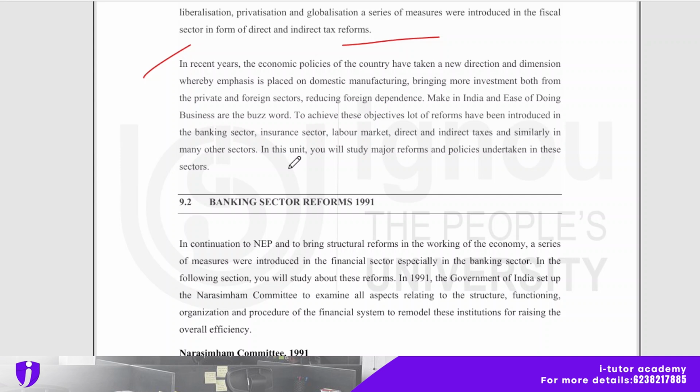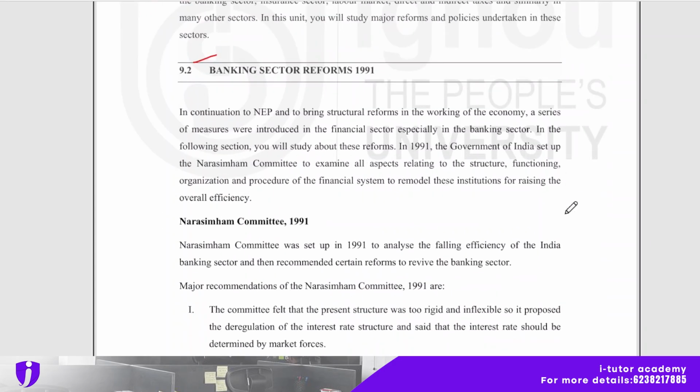To achieve these objectives, a lot of reforms have been introduced in the banking sector, insurance sector, labor market, direct and indirect taxes, and similarly in many other sectors. So in this unit, you will study major reforms and policies undertaken in this sector.